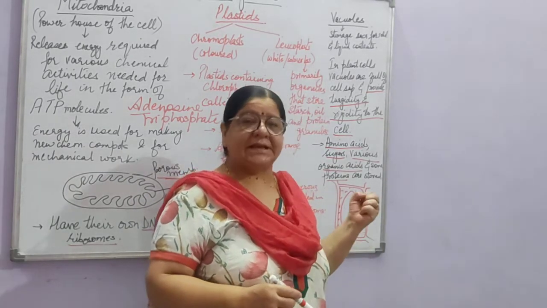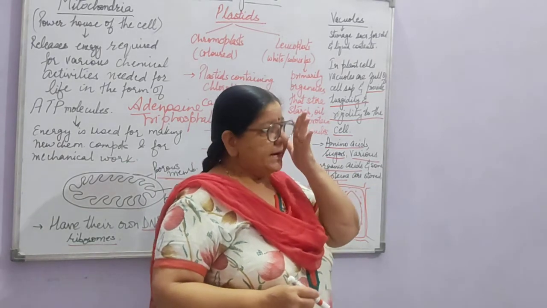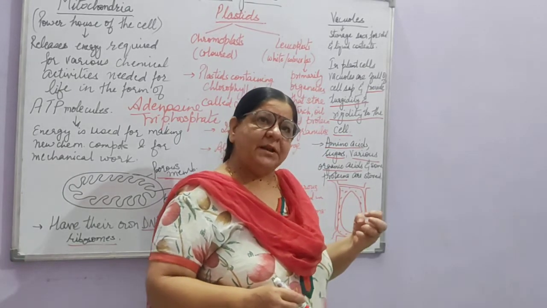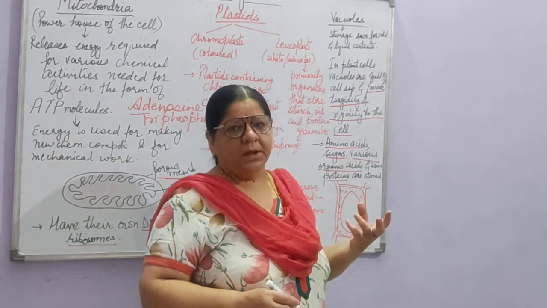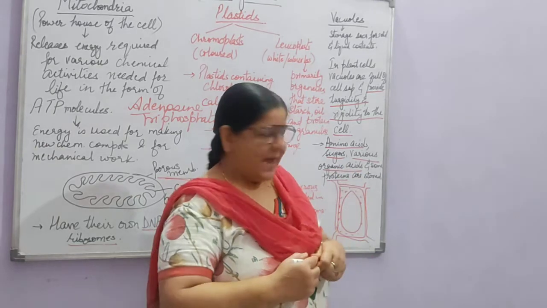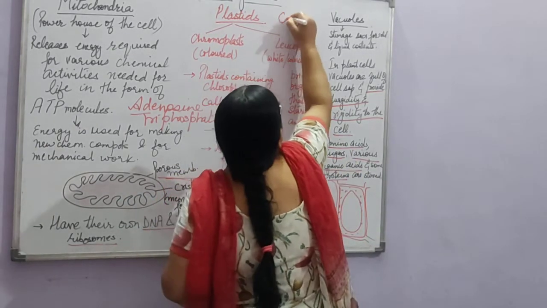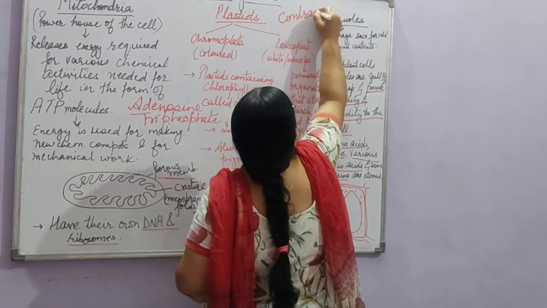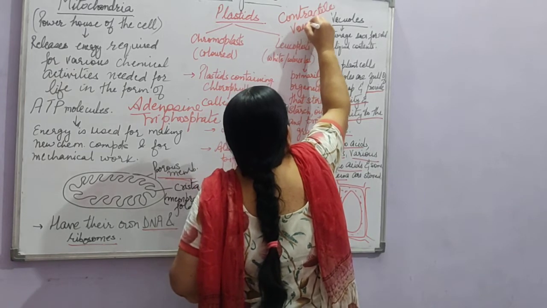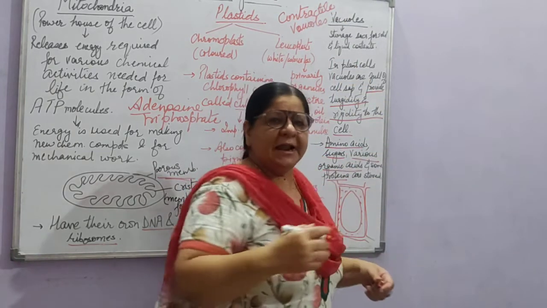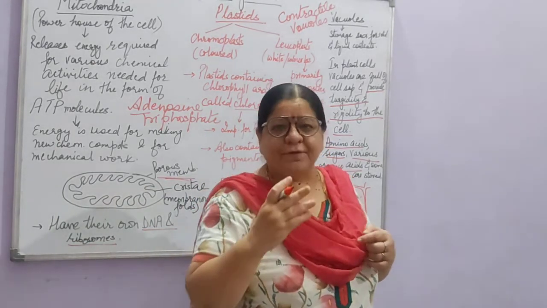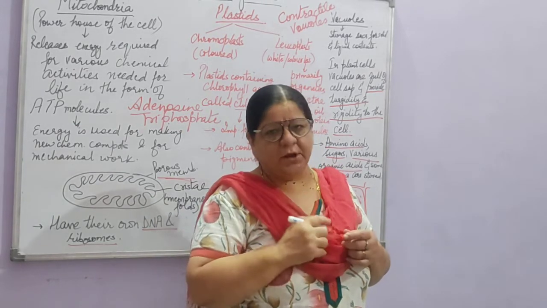Just now I told you that in animals vacuoles may be present but they are of very small size. In unicellular organisms like amoeba, these vacuoles are small in size, and there are certain special vacuoles known as contractile vacuoles. They also help in expelling out the waste water and the waste food from the body of amoeba.